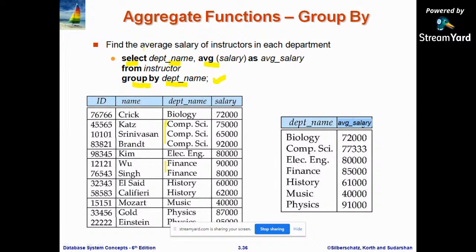So we are finding out the average salary of instructors in each department. In this, I would like to find out the average salary of the biology department, then the computer science department, then the electrical engineering department. So it is giving you the department name and average salary like this. It is the output of this query.